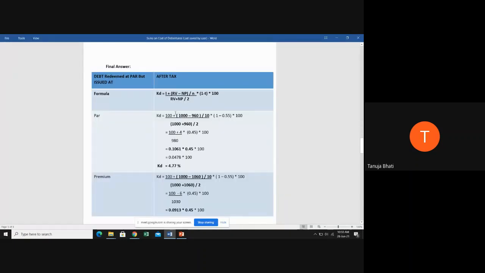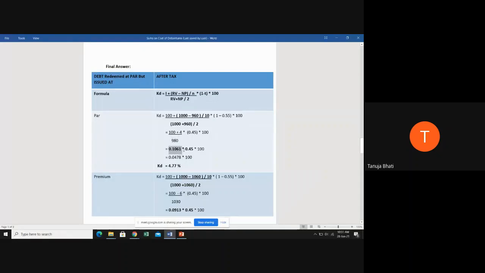So first we solved this particular thing, students, that is 1000 minus 960 divided by 10. Okay, we got 4. So first you need to solve this particular thing that is there in the bracket. So first always solve RV minus NP divided by N. So you got it as 4. To that you need to add interest, the whole divided by 980. So when you do 104 divided by 980, you will get 0.1061.